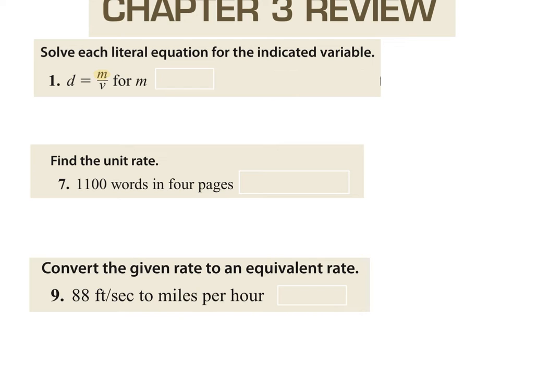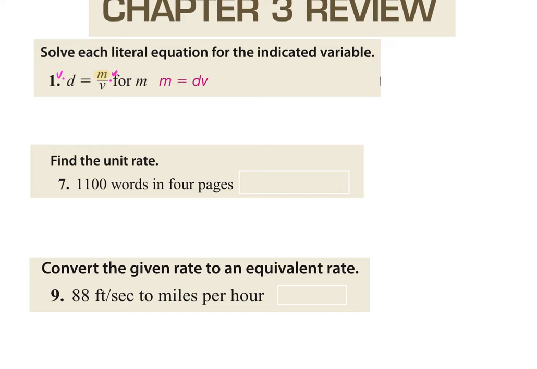All right, so we just look at what's happening. We have m divided by v. So to get m by itself, we're going to multiply by the v. So multiply both sides by that v. And then you hopefully should have gotten that m by itself equals d times v, or v times d.